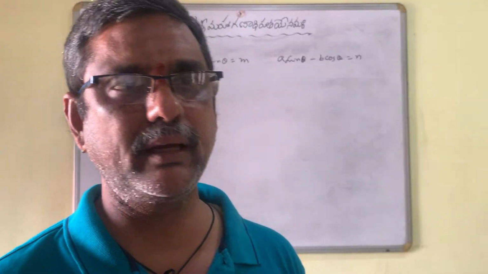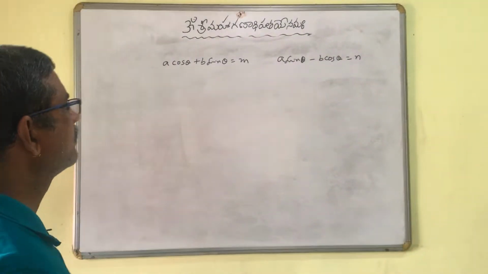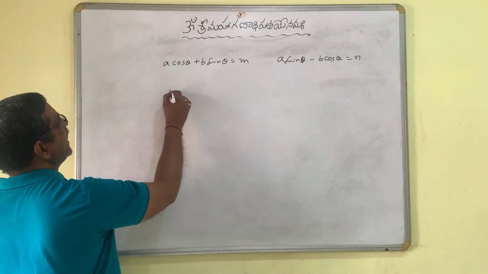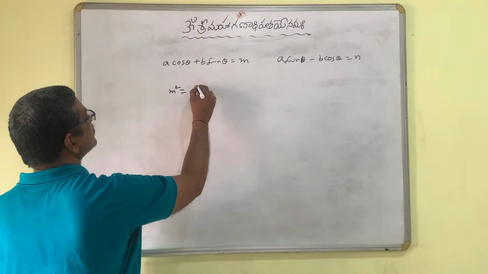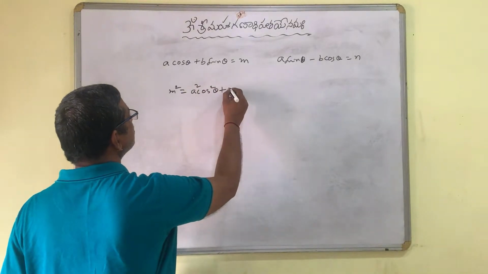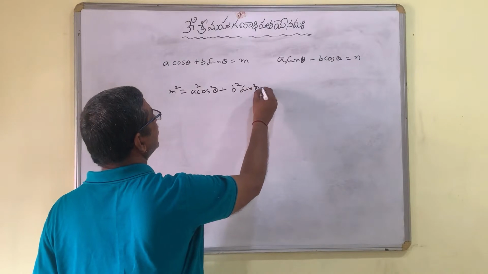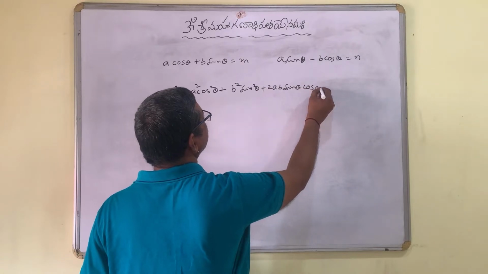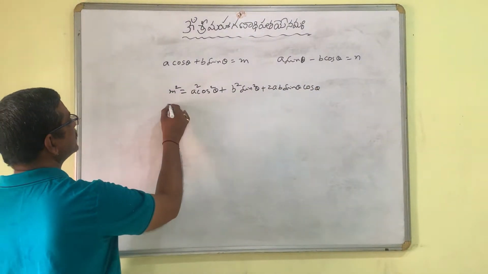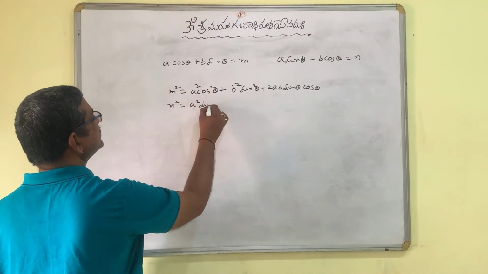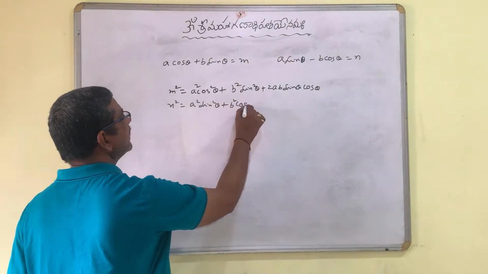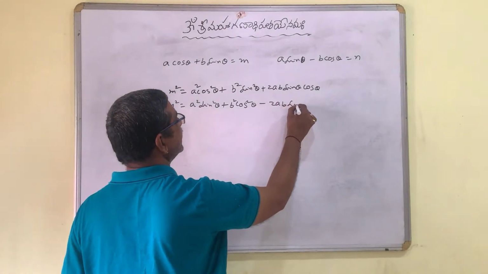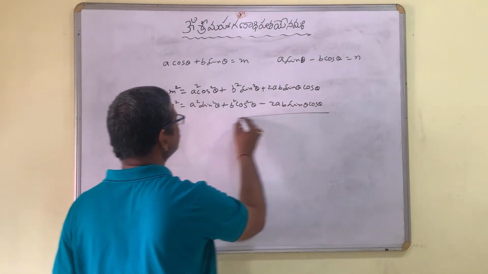Now what is m square? A square cos square theta plus b square sin square theta plus 2ab sin theta cos theta. Then what is n square? A square sin square theta plus b square cos square theta minus 2ab sin theta cos theta.